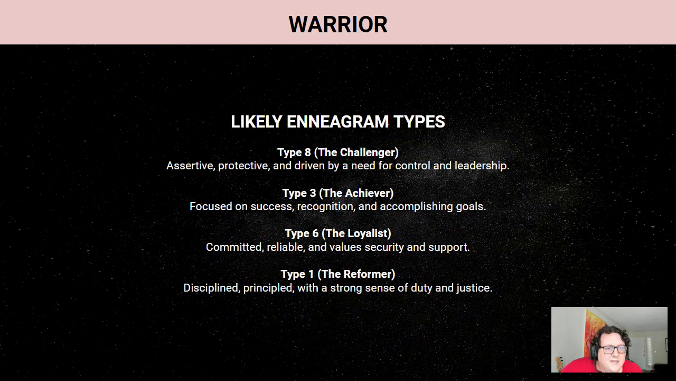So the likely Enneagram types for the warrior are type 8, the strongest, which is the challenger. They're assertive, protective, and driven by a need for control and leadership. Type 3 is also big, the achiever, focused on success, recognition, and accomplishing goals. Type 6, the loyalist, correlates pretty well too. Committed, reliable, and values security and support. And type 1, the reformer, is disciplined, principled, with a strong sense of duty and justice. All these fit with the warrior pretty strongly.